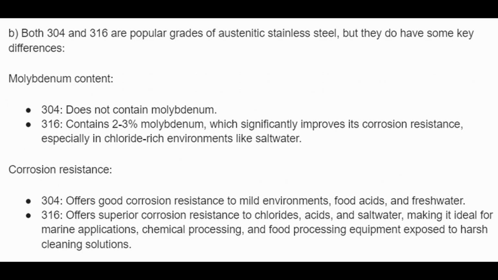B. Both 304 and 316 are popular grades of austenitic stainless steel, but they do have some key differences. Molybdenum content. 304 does not contain molybdenum. 316 contains 2 to 3% molybdenum, which significantly improves its corrosion resistance, especially in chloride-rich environments like salt water.